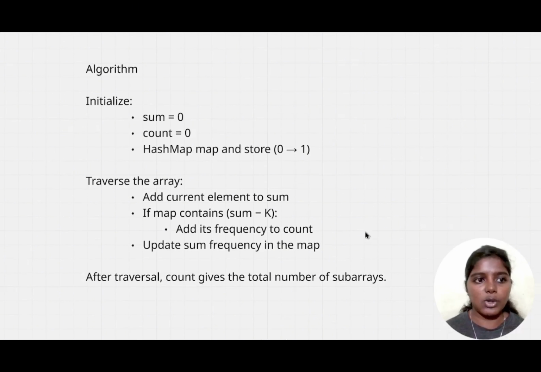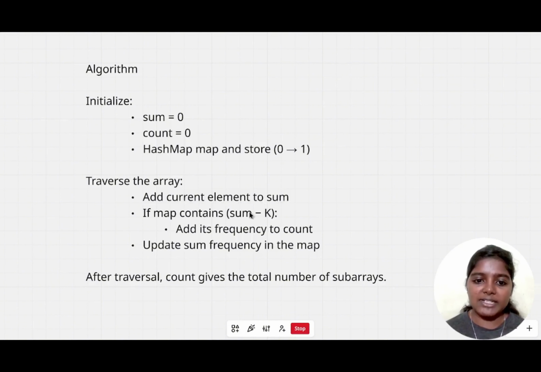So let's see the algorithm. Initialize sum equal to 0 and count equal to 0, and create a hash map, and in that hash map store 0 as the key and 1 as the value, a key and value pair, right? Then traverse the array and add the current element to the sum.